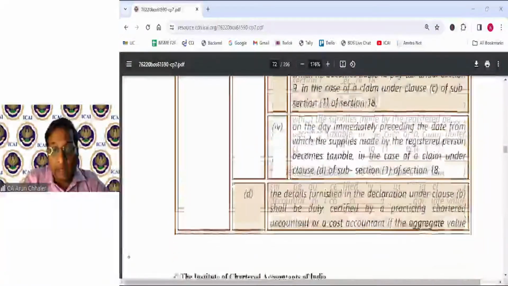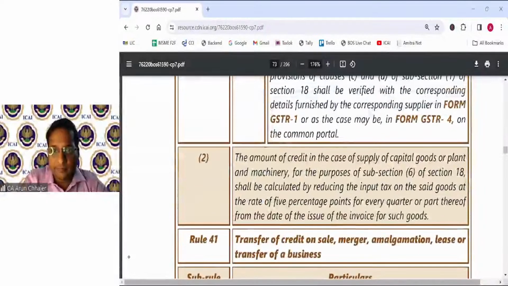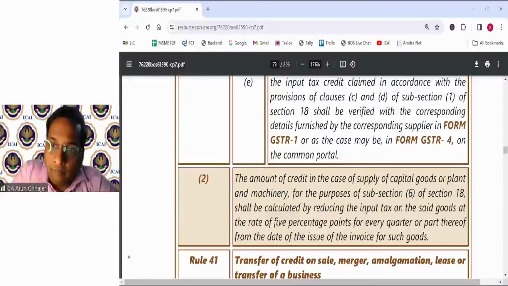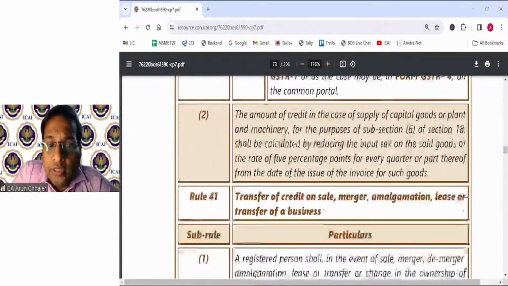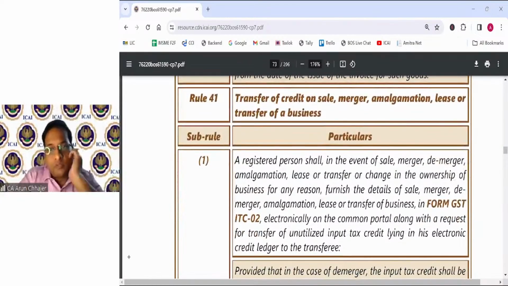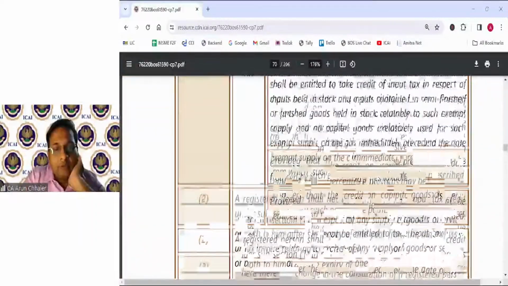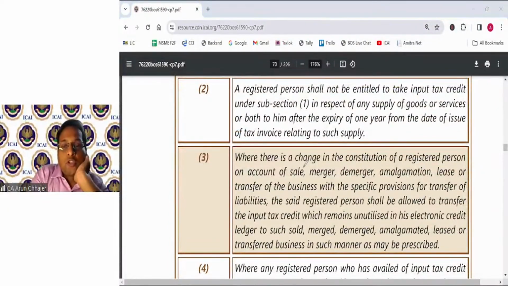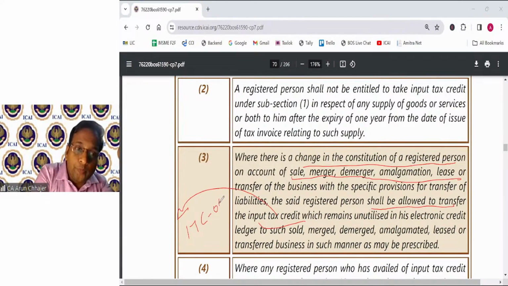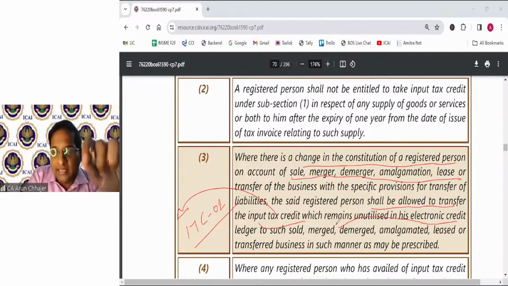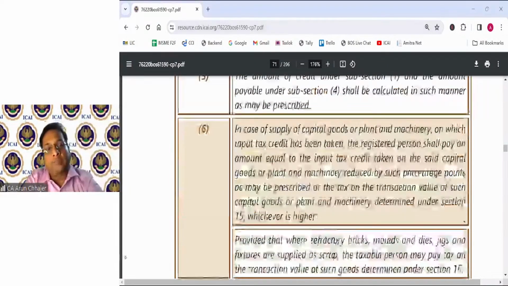And now I'm moving to the rule 41. What is the rule 41? Transfer of the credit on the sale, merger, amalgamation, lease, transfer of the business. What we have discussed, let me read it once again. Section 18 subsection 3 talks about where there is a change in the constitution of the registered person on account of sale, merger, demerger, amalgamation, lease, etc., then he shall be allowed to transfer the ITC, for which he will use the form ITC02, which remains unutilized in the ledger, and then he will transfer it to such new entity, sold entity, demerged entity, amalgamated entity. For that, we are reading the rule 41.